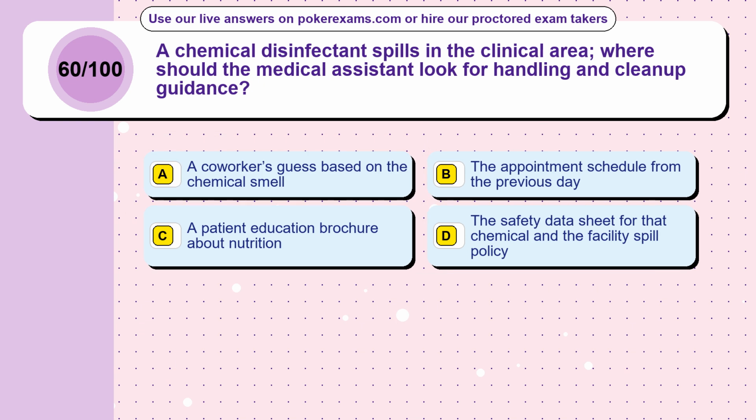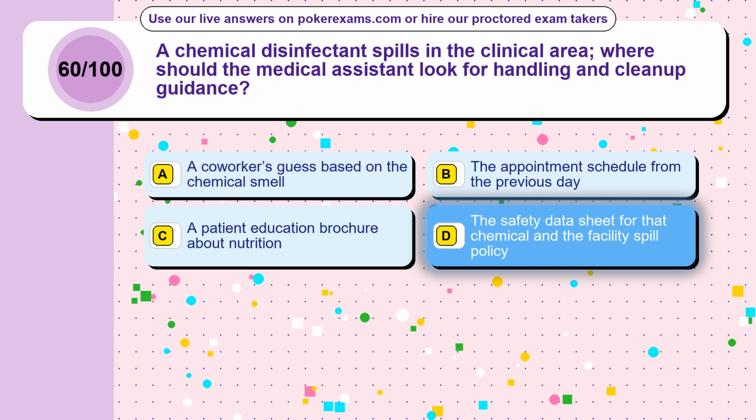Question 60. A chemical disinfectant spills in the clinical area. Where should the medical assistant look for handling and cleanup guidance? Option A. A coworker's guess based on the chemical smell. Option B. The appointment schedule from the previous day. Option C. A patient education brochure about nutrition. Option D. The safety data sheet for that chemical and the facility spill policy. The correct answer is option D. The safety data sheet for that chemical and the facility spill policy.